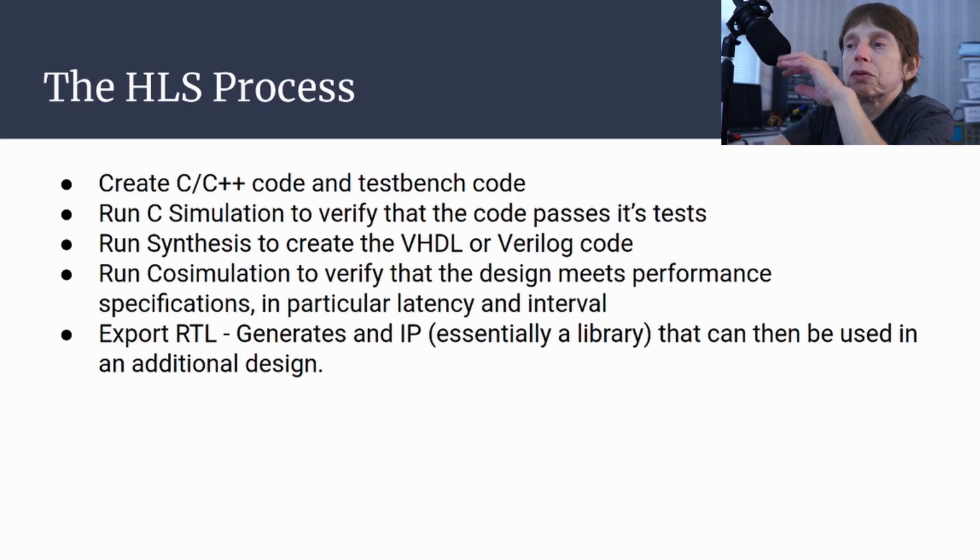And after that, you're going to run what's called co-simulation. You're trying to verify that the design meets performance specifications, in particular things like latency and initialization interval. Once you're happy, and you can try different things, there are different directives you can give to it. If you have loops, you can tell it to unroll the loops. And you're basically trading off speed for landscape on the chip. So if you unroll a loop, you will use more of the chip, but it'll be faster. That's the kind of trade-off you're making.